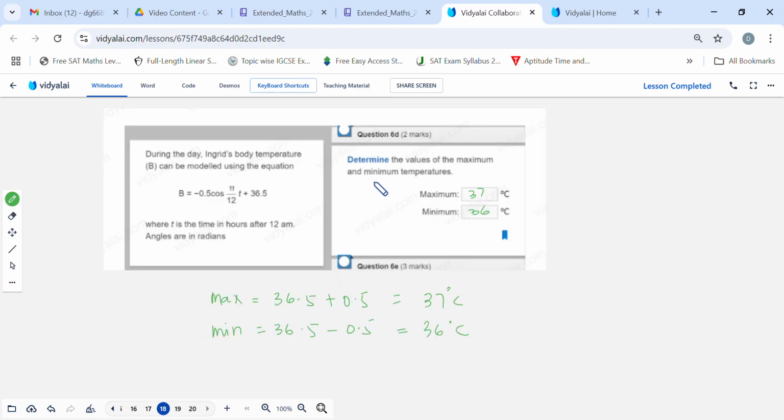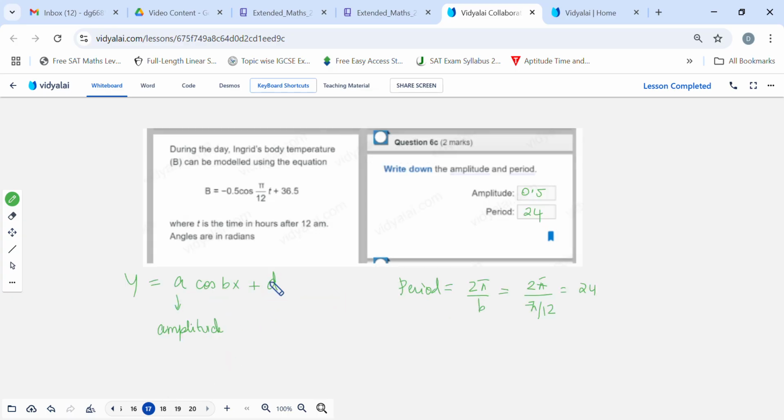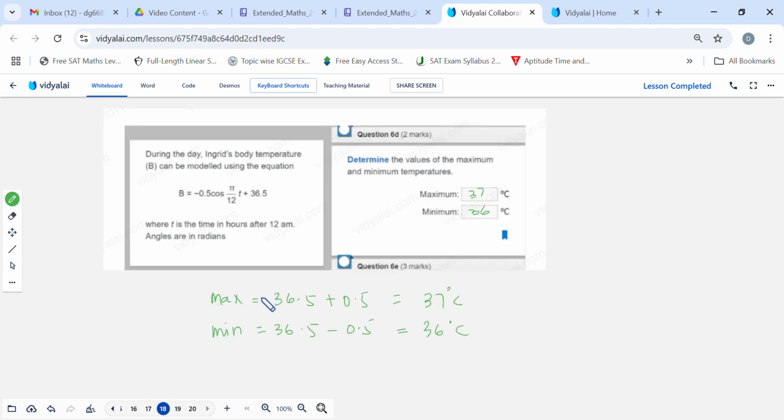Now for D part, we have to determine the values of maximum and minimum temperature. So the maximum and minimum temperatures are found with the help of d. Okay, so d acts like the principal axis. The equation of the principal axis is given by y is equal to d. So the curve actually oscillates along this line, y is equal to 36.5.